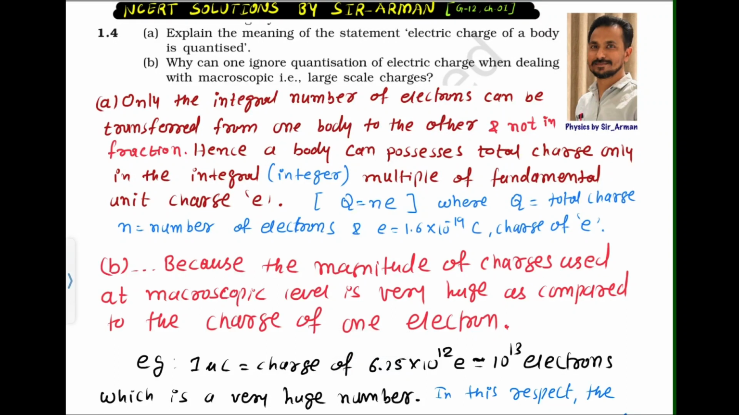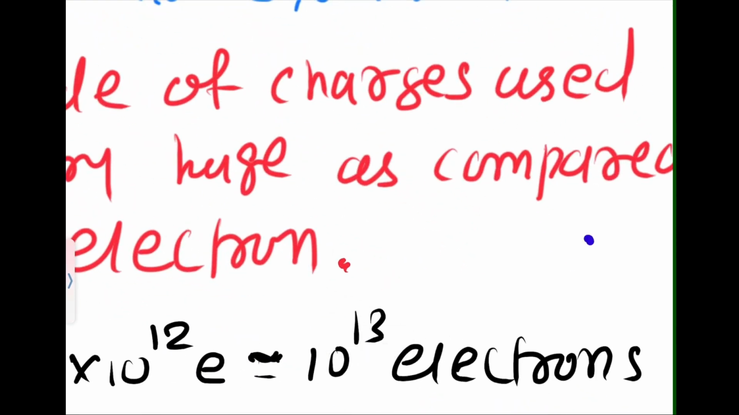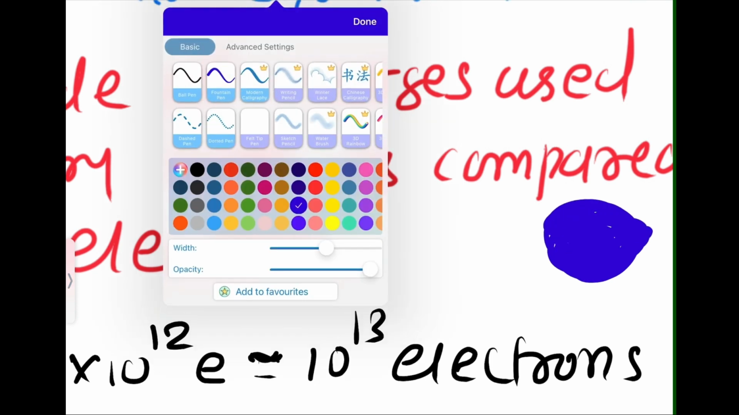Question number 1.4. Explain the meaning of the statement: electric charge of a body is quantized. So let us go with the first one. Let us assume I have one object and I want to charge this body just by transferring electrons. How much charge can I put on this body?